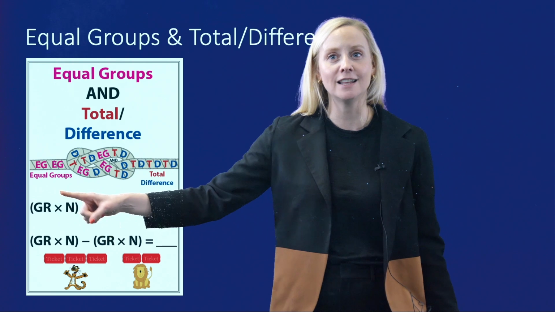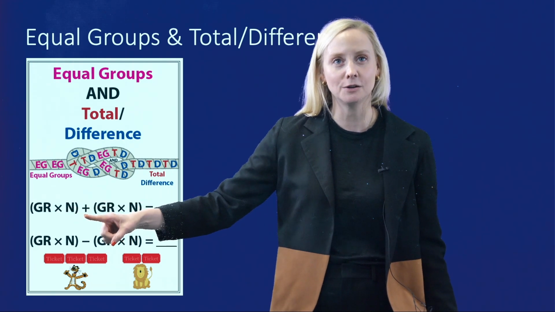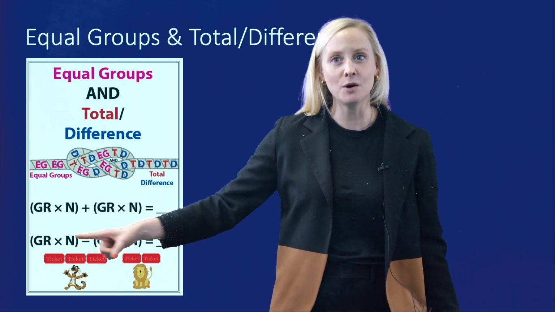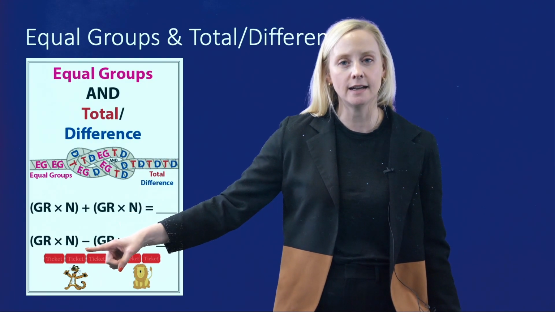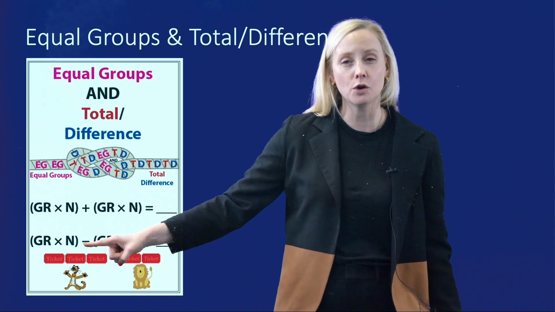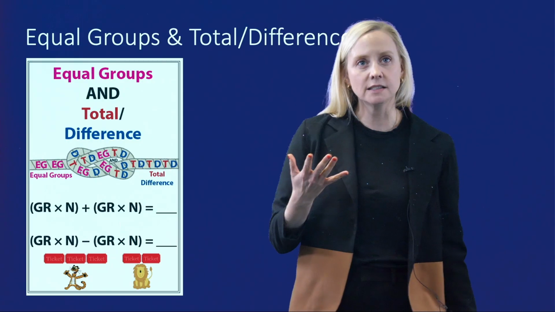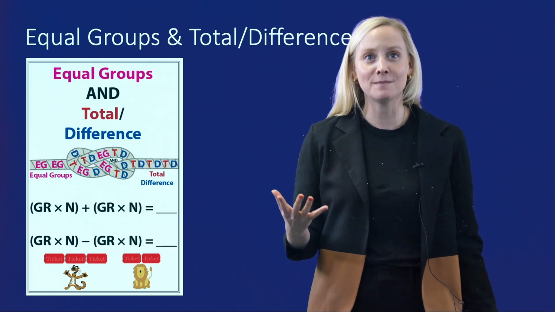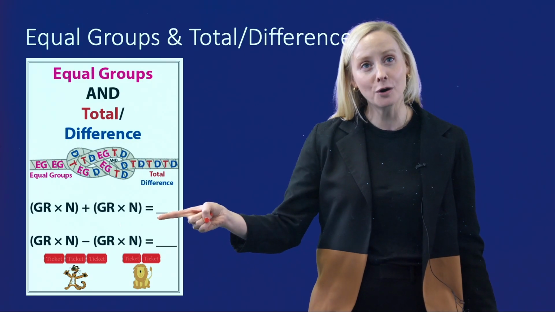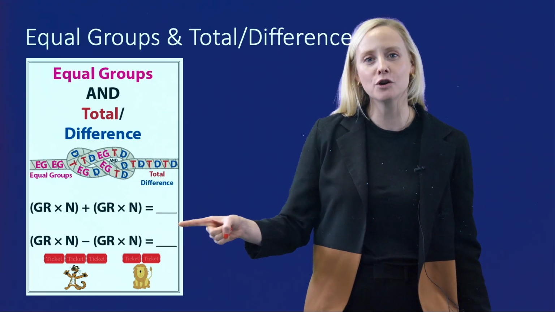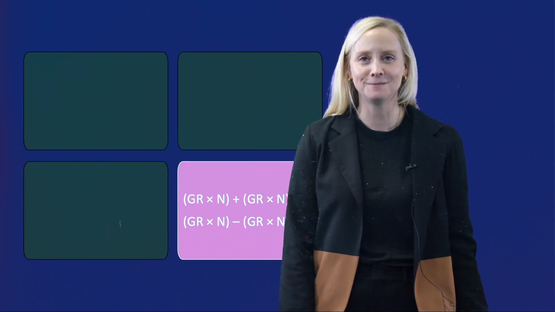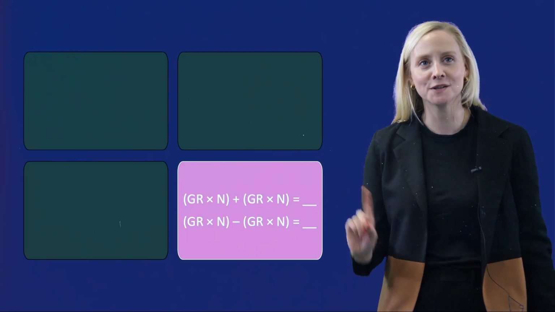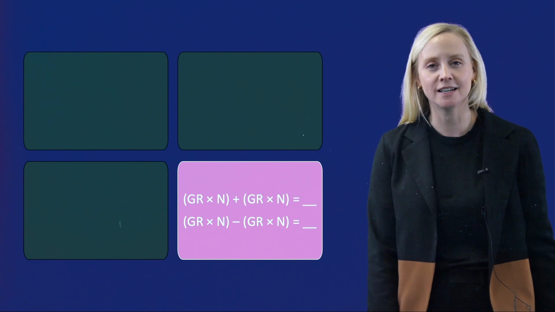And this is to indicate that we have equal groups and total. In our second example, we also see equal groups. The only difference is we see a minus sign. And this is to indicate that we have equal groups, difference, because we're going to be subtracting. In the next few slides, I'm going to model how to set up and solve an equal groups, total multi-step problem and an equal groups, difference multi-step problem. Again, we're going to focus on these 2 equations that you see here.